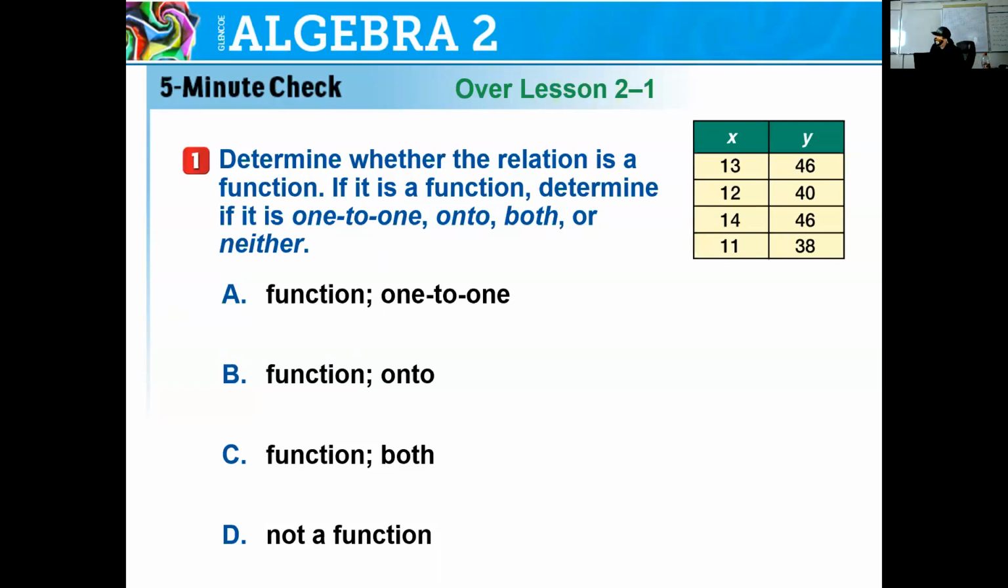Okay. So our 5-minute review covering items from section 2.1. Remember, we were identifying functions. We were trying to determine if they are one-to-one, onto, or both, or neither. We also evaluated a little bit of function notation there.